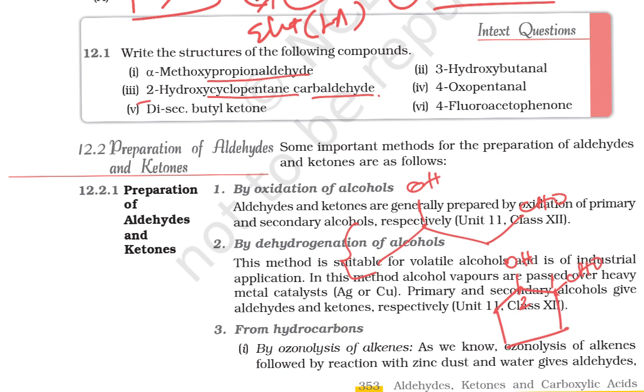Then 4-oxopentanal. Pentanal means 5 carbons. In that, at the fourth position, an oxo group is there, so 1, 2, 3, 4, the fourth position has the oxo.